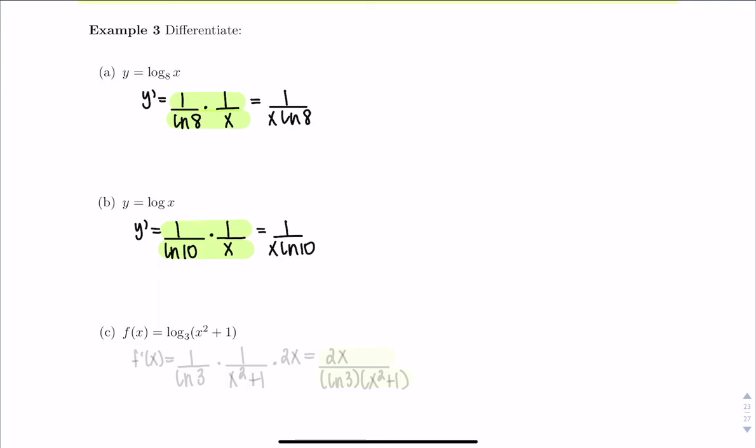Let's try the third one. We're getting a little bit trickier. So f prime of x, we're still doing 1 over the ln of the base number, which is 3. And then we take 1 over whatever we plugged in, but we're going to utilize the chain rule. And so we need to take the derivative of the inside, which in this case is 2x. And so we can simplify this a little bit. We have a 2x on top, all over an ln of 3 and an x squared plus 1.